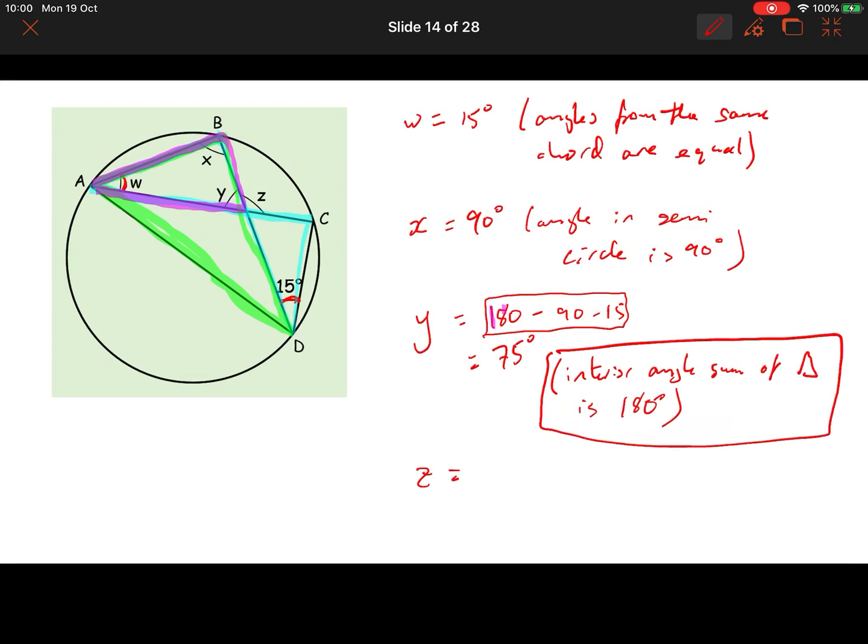And Z, don't forget your most basic rules. Z is 105 degrees because angles on a straight line are 180 degrees. Okay, nice, easy stuff.